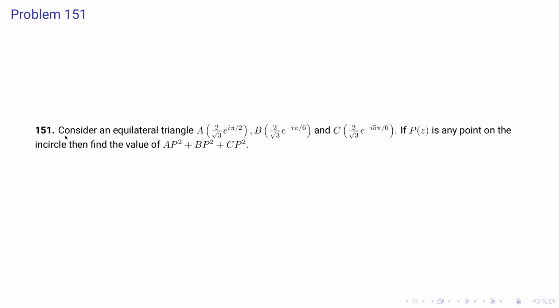Problem 151 says: consider an equilateral triangle A = 2 by square root of 3 e to the power i pi by 2, B = 2 by square root of 3 e to the power minus i pi by 6, and C = 2 by square root of 3 e to the power minus i 5 pi by 6. If P(z) is any point on the incircle, then find the value of AP square plus BP square plus CP square.